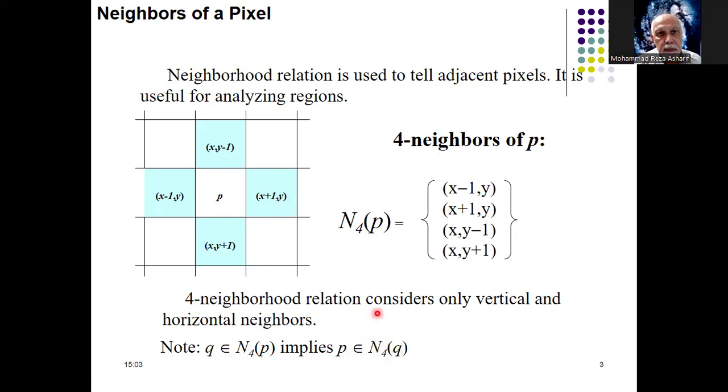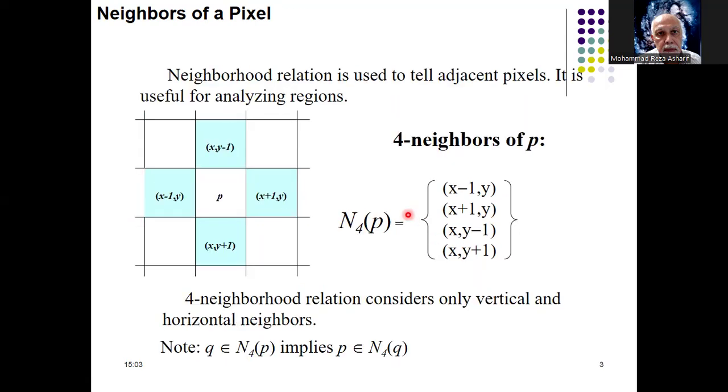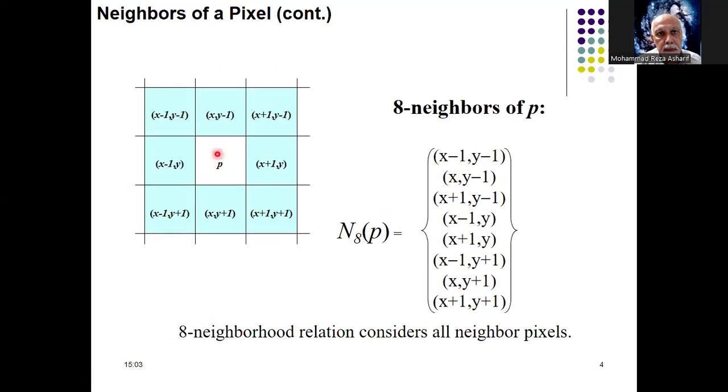Next, the eight neighbors. This is four neighbors and this is eight neighbors. The eight-neighbor relation considers all the pixels surrounding pixel P, such as X minus 1, Y minus 1, through X plus 1, Y plus 1, and we call it N8(P). The eight-neighborhood relation considers all neighbor pixels.